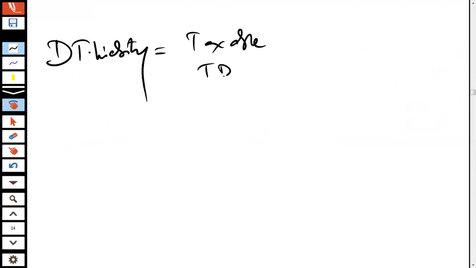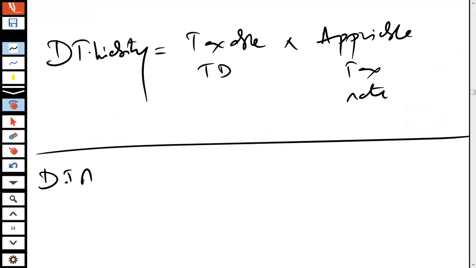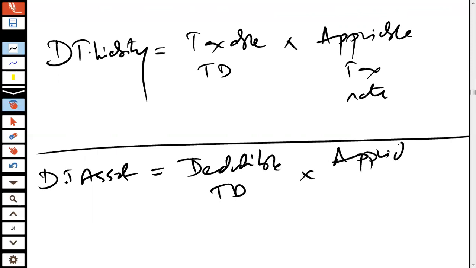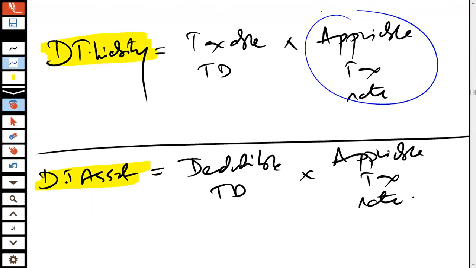So if you have to establish a deferred tax liability, it is going to be your taxable temporary difference multiplied by the applicable tax rate. And the deferred tax asset is your deductible temporary differences multiplied by the applicable tax rate. You need to keep in mind that the deferred tax liability is calculated as taxable temporary difference multiplied by the applicable tax rate, and the deferred tax asset is deductible temporary differences multiplied by the applicable tax rate.